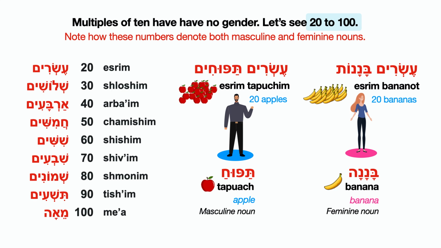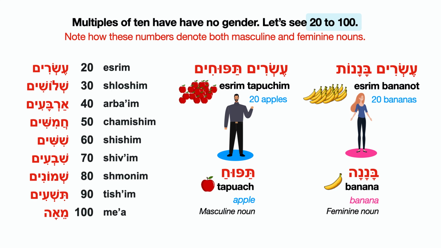Okay, now let's apply the rule that these numbers can be used for both masculine and feminine nouns. So on the left side, we have the masculine noun tapuach. Tapuach means apple. And to say apples, in the plural, we say tapuchim. So those are masculine nouns. On the right side, we have banana. Banana is a feminine noun, and to say bananas in the plural, we say bananot. So we use the same form of the number 20. There's just one, esrim. It can be used for both these masculine and feminine nouns.